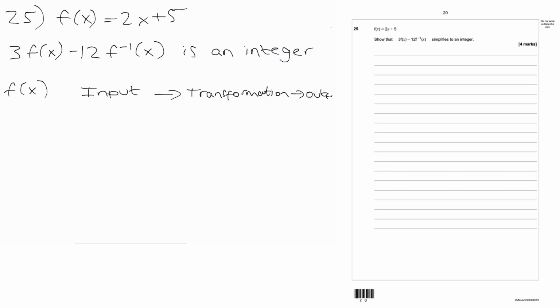And it produces an output. The inverse function wants to go the other way. It wants to start with the output and finish, I'm just going to call this transformation, and it wants to finish with the input. So it's asking the question, how do we go from the output, which is 2x plus 5, and how do we get to the input, which is x?